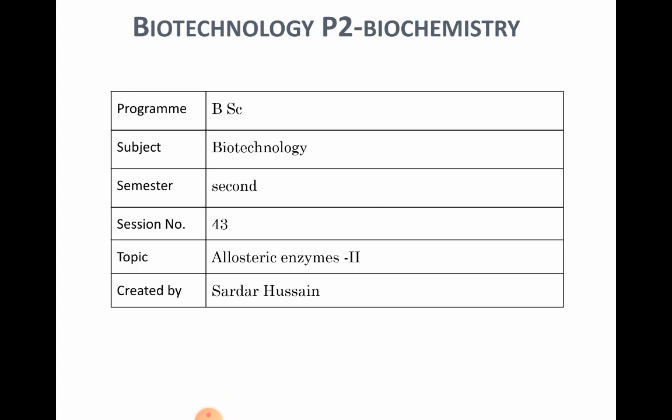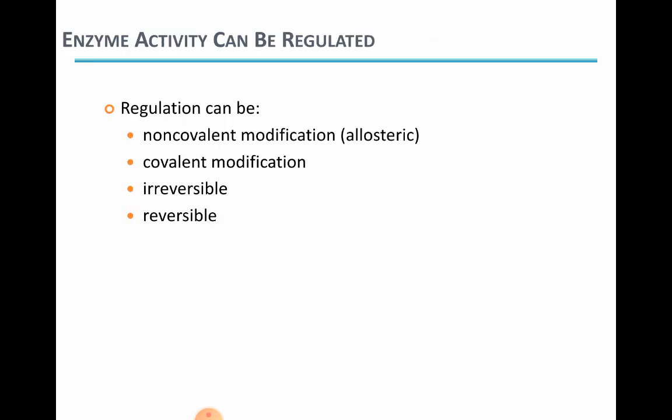This is a continued lecture of allosteric enzymes. In the previous lecture we defined what an allosteric enzyme is, what an allosteric site is, and what homotropic regulation and heterotropic regulation are. In this lecture we will discuss how enzyme activity can be regulated by non-covalent modification, covalent modification, irreversible and reversible.